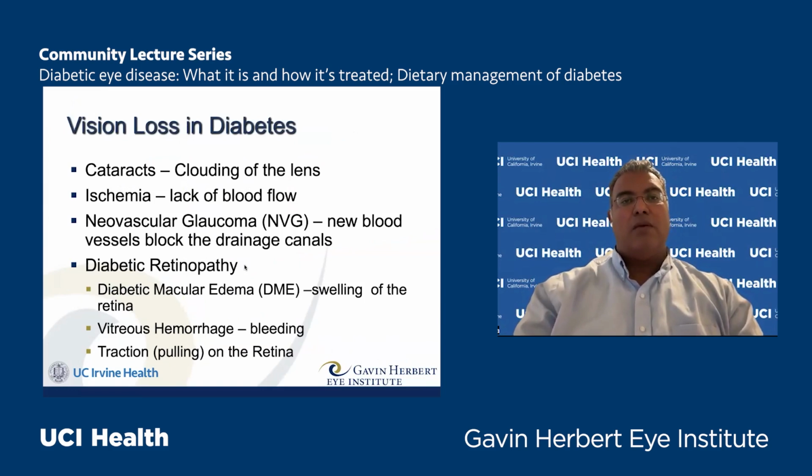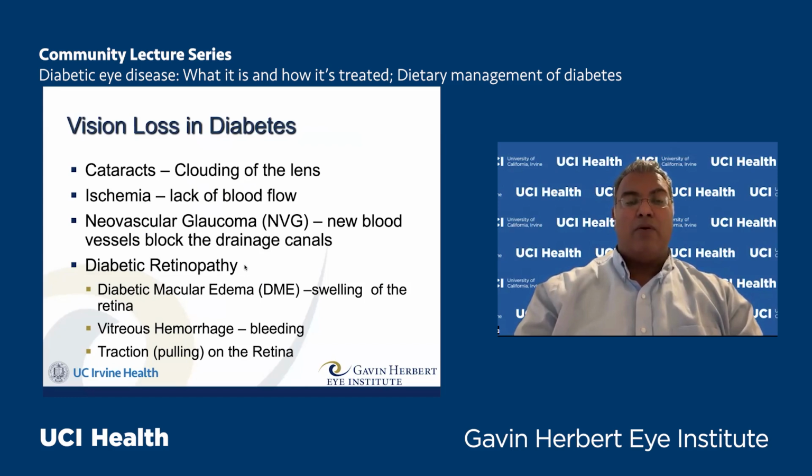Now, vision loss in diabetes is from a lot of reasons. One of the most common reasons are cataracts. Cataracts are common for everybody. If you live long enough, you'll probably get a cataract. But if you have diabetes that is poorly controlled, the cataracts come much earlier. We'll have patients sometimes in their 30s who have cataracts from diabetes.